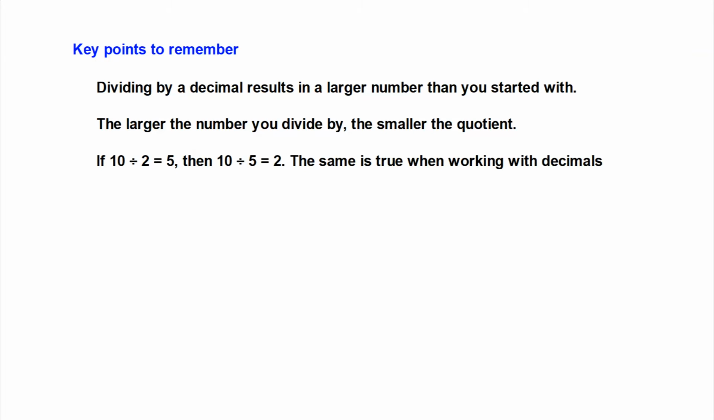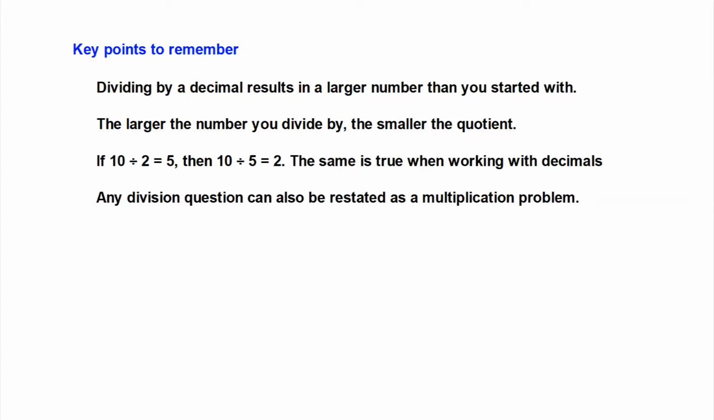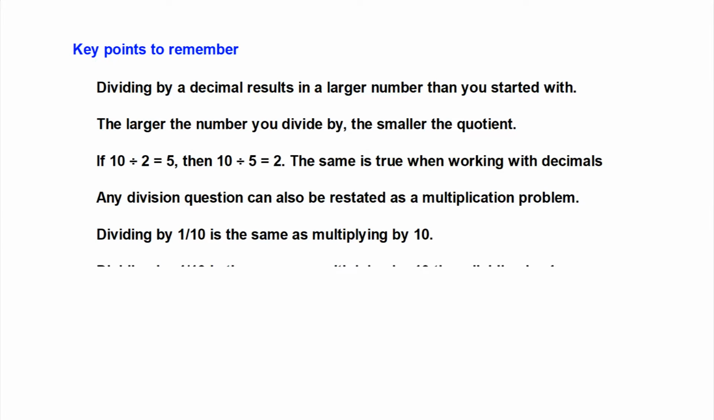Remember that 10 divided by 2 equals 5, so that means that you can go the other way around and say that 10 divided by 5 is equal to 2. The same is true when working with decimals. Any division question can also be restated as a multiplication problem. Dividing by 1/10 is the same as multiplying by 10. And similarly, dividing by 4/10 is the same as multiplying by 10 and then dividing by 4.